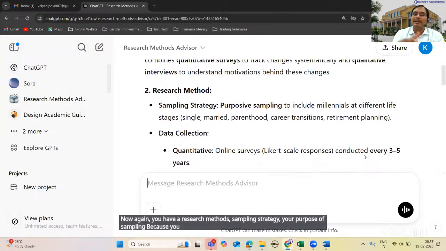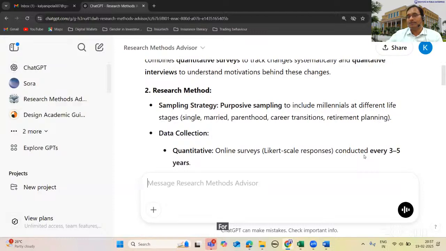Now again, you have the research methods and sampling strategy: purposive sampling, because you can't go for random sampling in the case of longitudinal studies. Why? Because the nature of a longitudinal study is that the same participants you will observe or monitor for a longer time period. So when you're doing that for a longer time period, your participants should be the same. That's the reason why we are talking about purposive sampling.